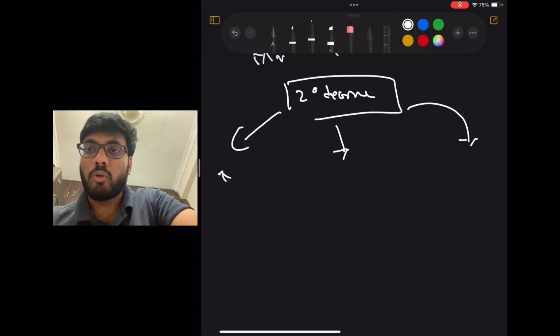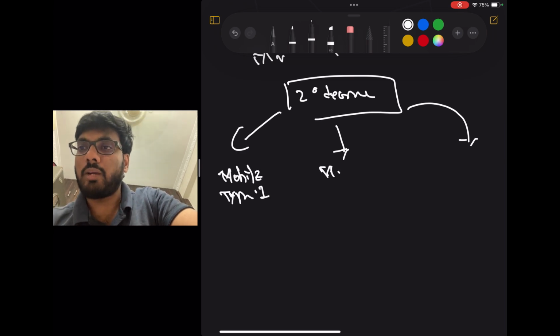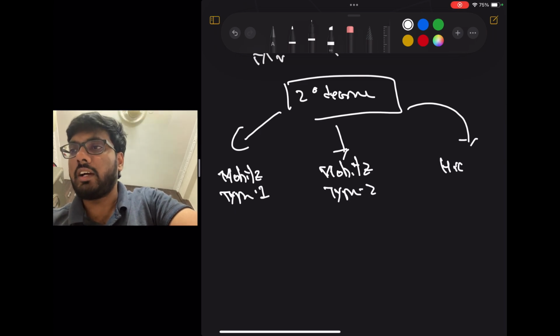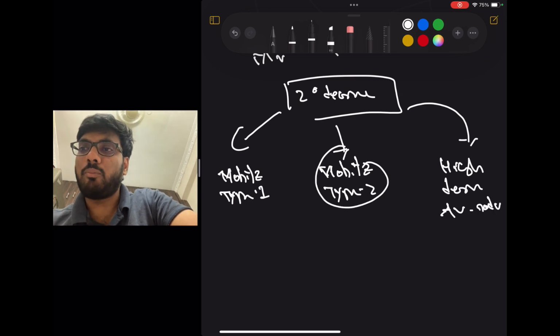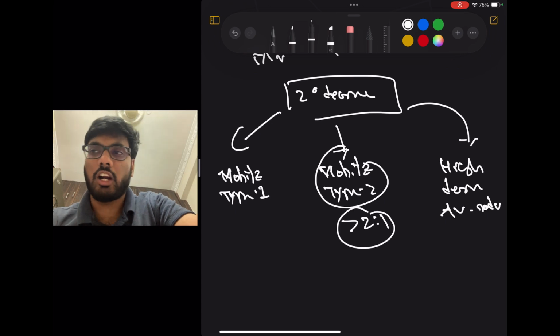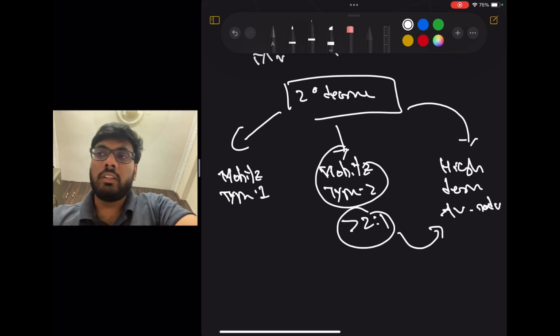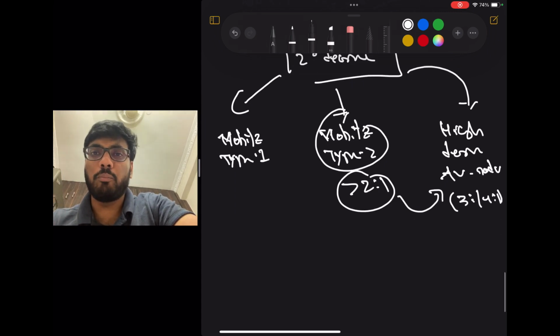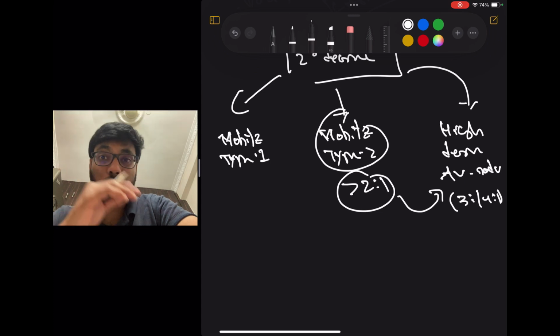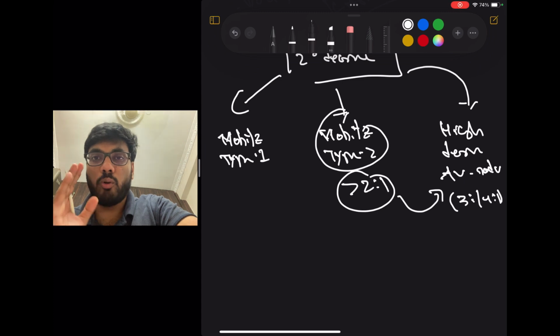We have Mobitz type 1, Mobitz type 2, and high degree AV nodal block. Remember, Mobitz type 2 with more than 2:1 conduction block is known as high degree AV nodal block. That means 3:1 or 4:1 conduction block is called high degree AV nodal block. Up to 2:1 conduction, we call it Mobitz type 2. Mobitz type 2 with beyond 2:1 conduction is called high degree AV nodal block. That is Mobitz type 2 with 3:1 conduction block or 4:1 conduction block. Okay.